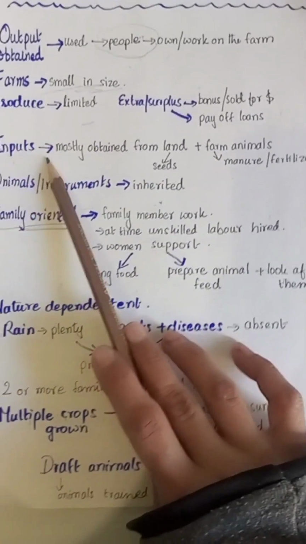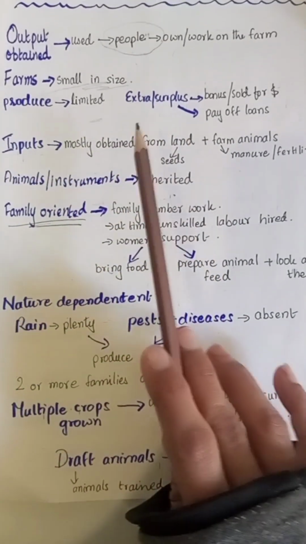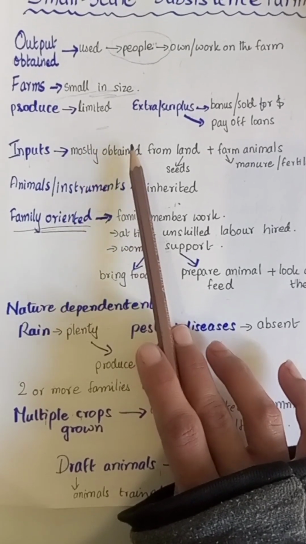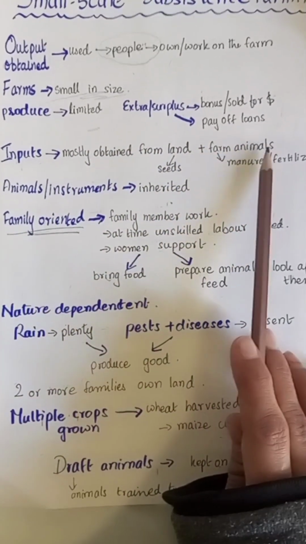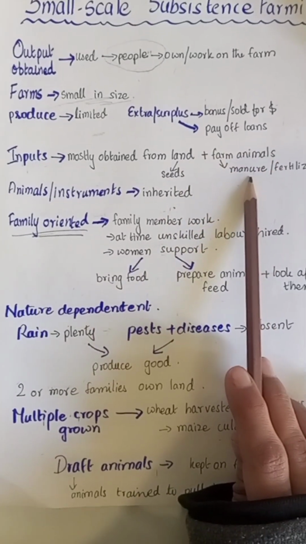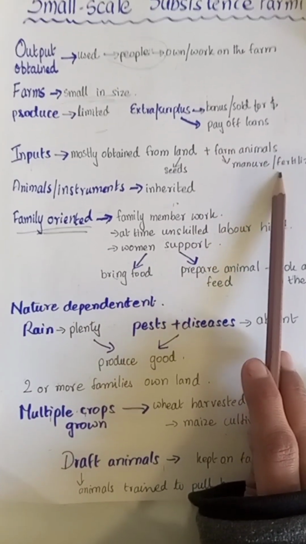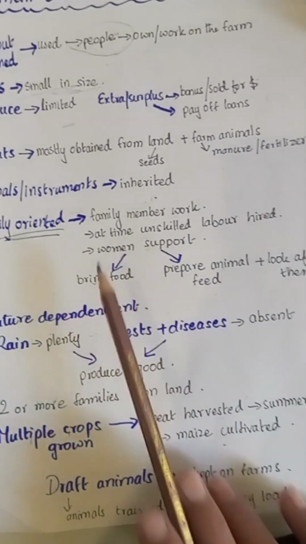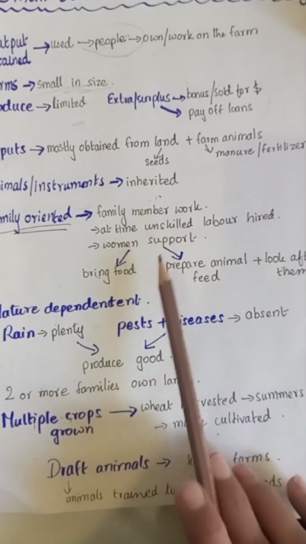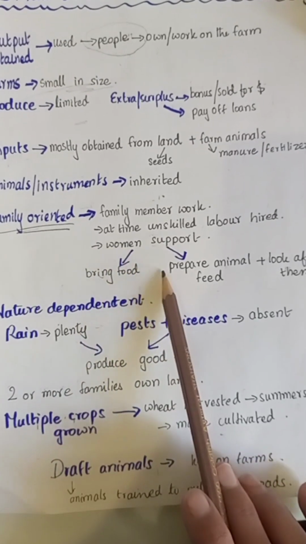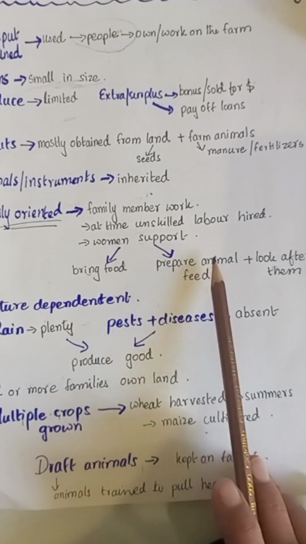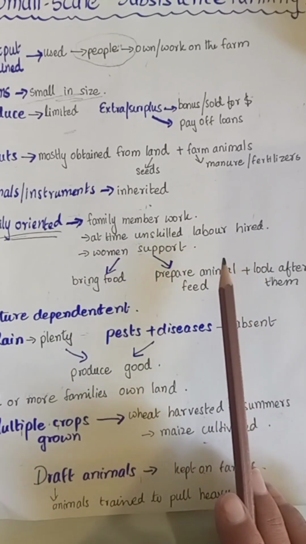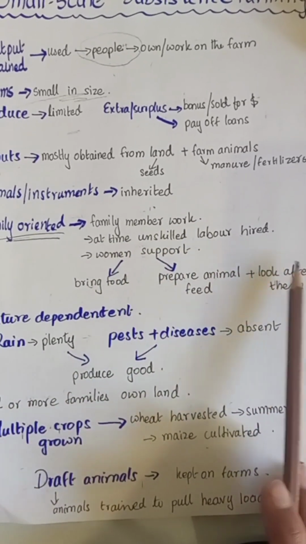Inputs are mostly obtained from the land itself, meaning the seeds used on the land are mostly those that have been obtained from the previous yield. And the farm animals provide for the manure. For example, cow dung is used as manure on the land. It's a family oriented business, meaning the whole family is involved in working on the farm. The women are also involved. They bring food for their men, and they also prepare animal feed by mixing chaff with pulses and other things. And they also look after these animals.